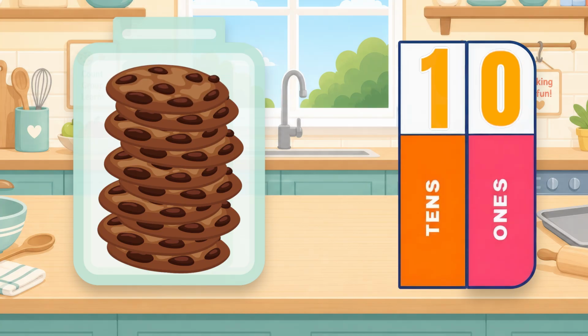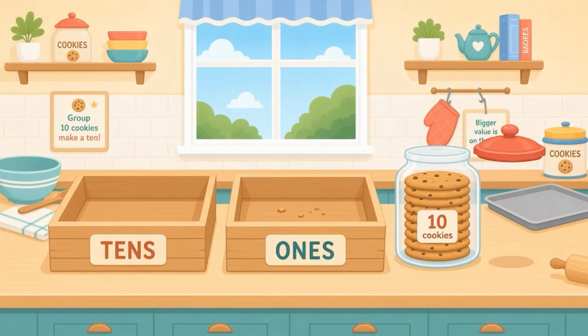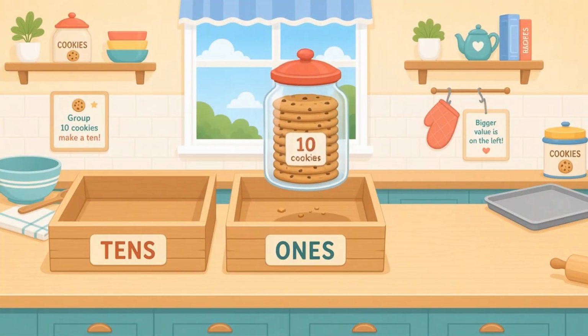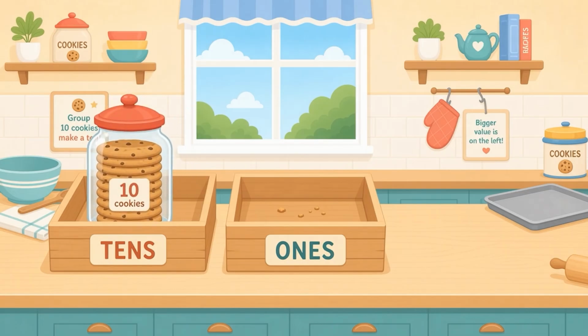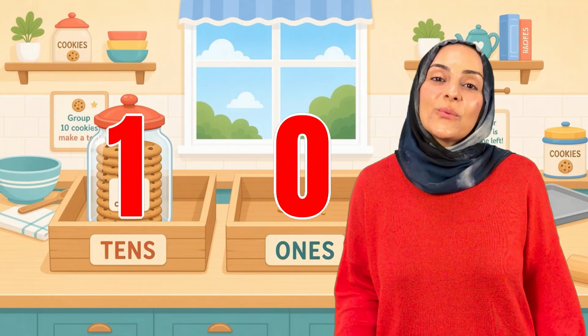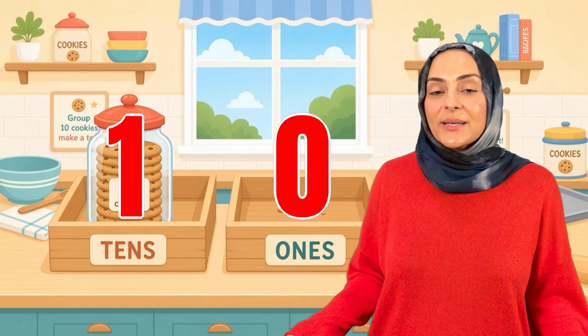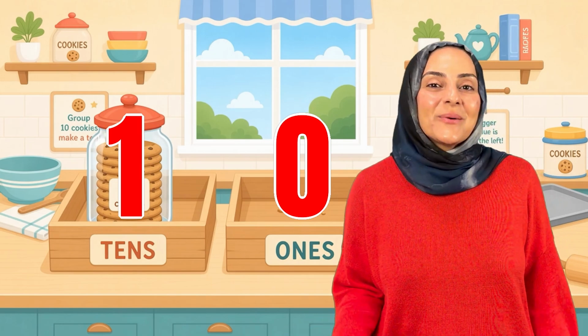10 cookies. And 10 cookies fills the whole jar into one group of 10. So we bundle that up and slide the jar over into the tens place. Now we have one group of 10 and 0 cookies left over. And that is the number 10. So when the ones place fills up, we group and move over to the next place. And that is how we count past the number 9.